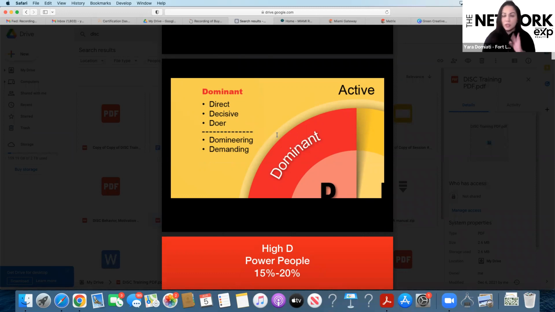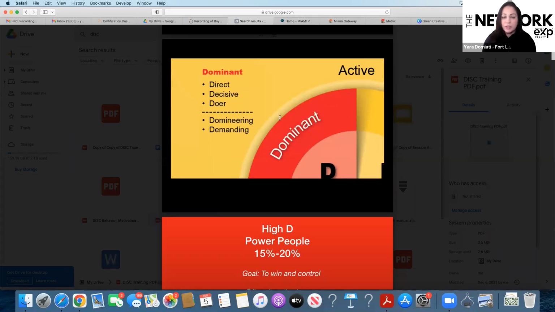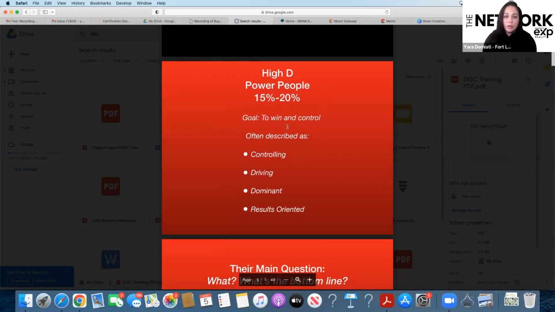They're doers. So you tell them, hey, in order for you to close 20 transactions this year, this is what you've got to do. And they go and they do it. And they don't question it. And they don't wonder why or how they're going to get there. They just go out and do it. They are domineering and they're demanding. And that is a D personality. A D is they are power people. They are people that know their worth. They know what they bring to the table. They've got confidence. And those are D personalities, or 15 to 20% of the population.